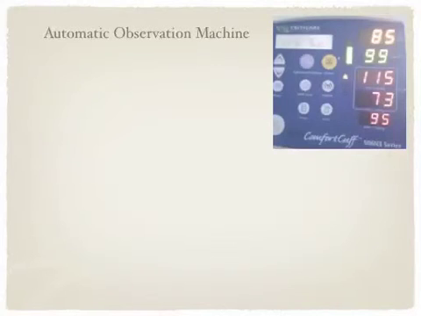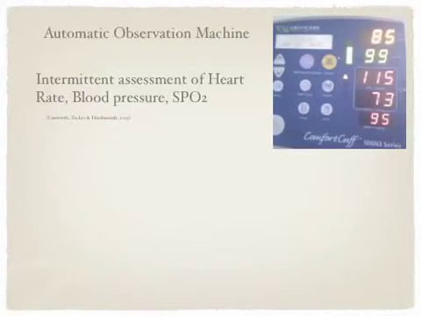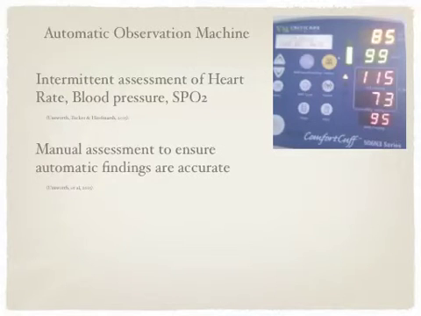The patient is connected to an automatic observation machine, which will intermittently assess the patient's heart rate, SpO2, and blood pressure. Human mechanical assistance and effort must be used to assess the respiratory rate and temperature. The heart rate and blood pressure should be assessed manually at times to ensure correct findings of the automatic machine.